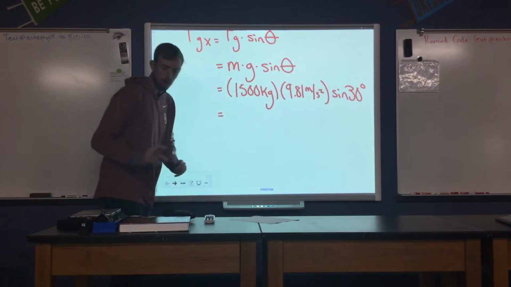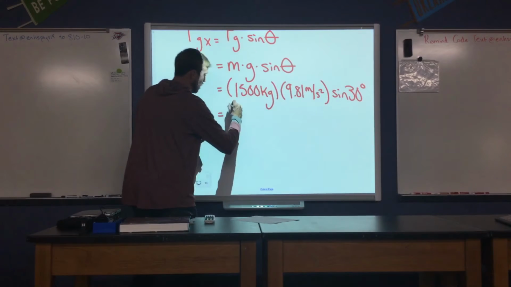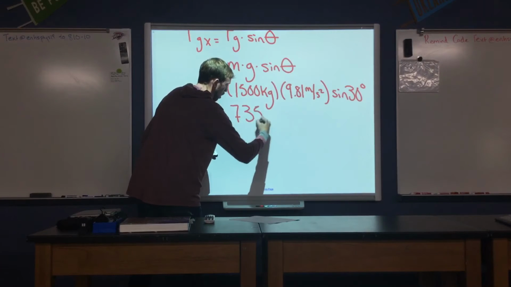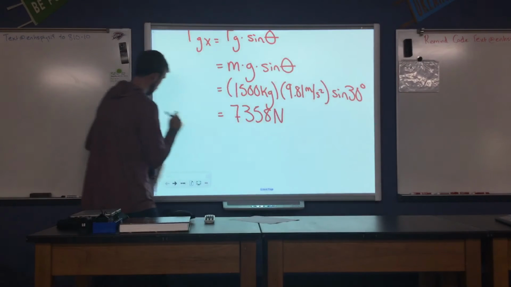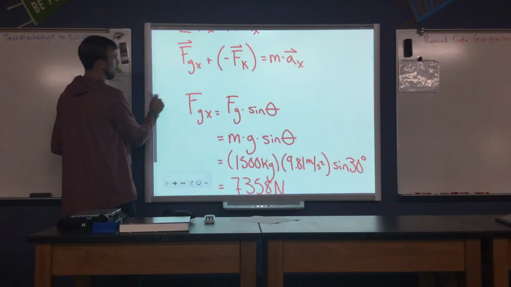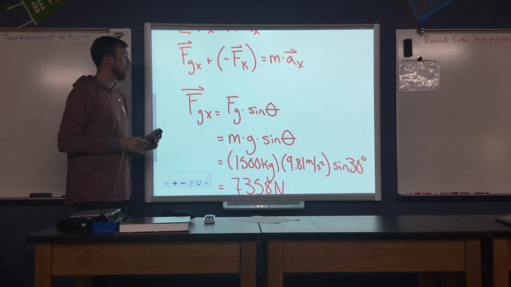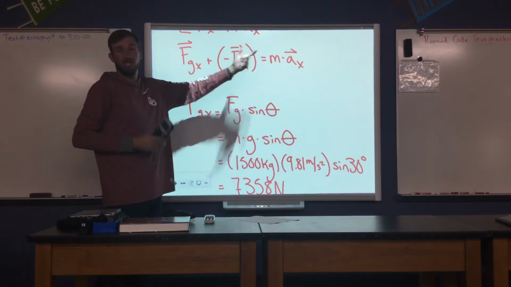So our x component of our force of gravity looks to be about 7,358 newtons. Now again, that's not the final answer we're looking for, that is just this first force of gravity in the x. So now that we have that first value, now we can see if we can find our force of friction.